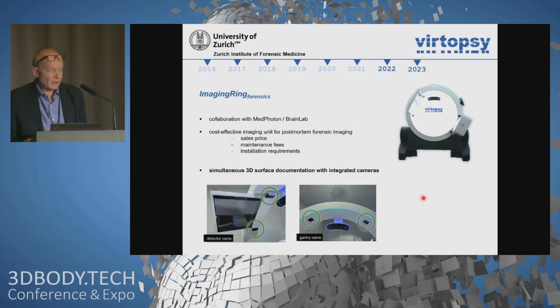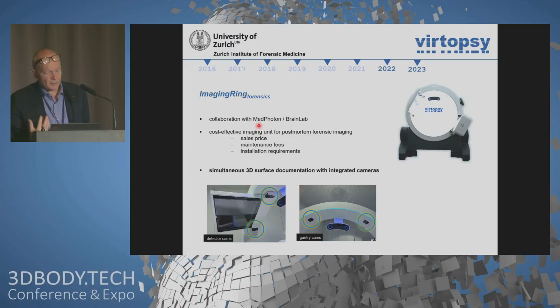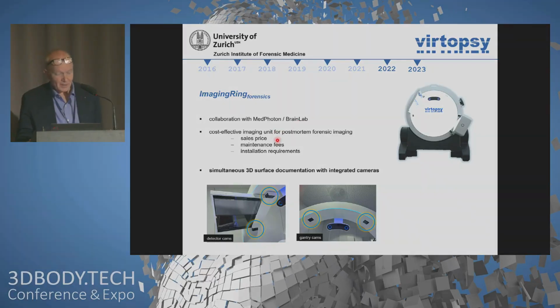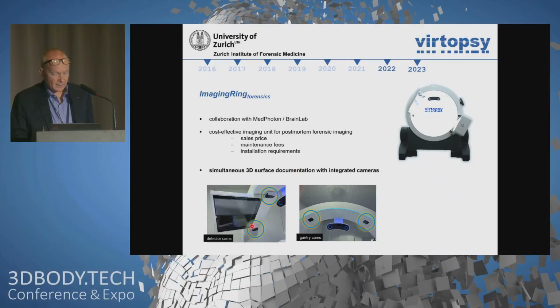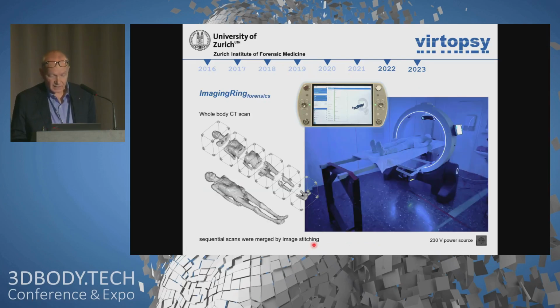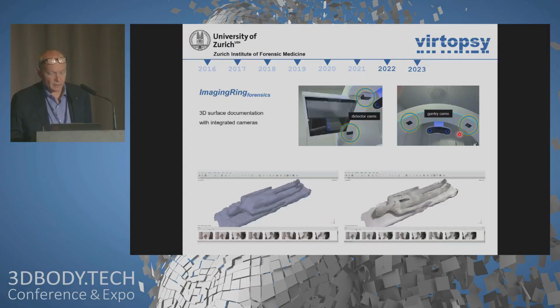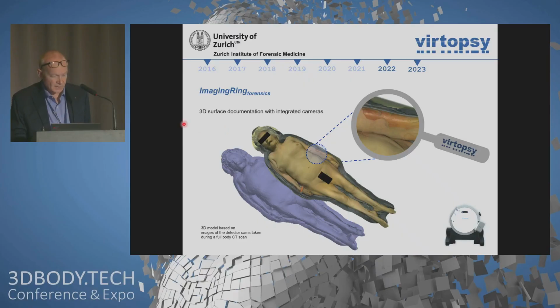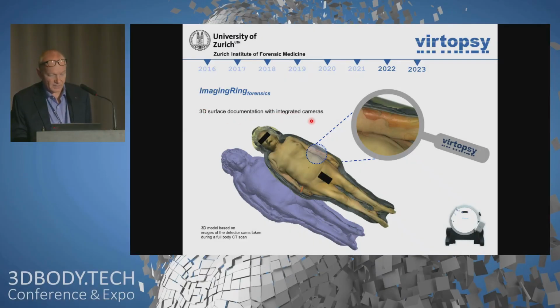And the newest development is a new imaging ring, a mobile CT system by Medphone or Brainlab, but it's cheaper than the classical approach. In addition to that, we need the 3D scanning of the surface. This scanner has so-called detector cams and gantry cams, and we are using that for the documentation. Using this integrated camera, we start the 3D surface documentation. So that's the idea here. The first results you see here, 3D surface documentation with the integrated cameras.